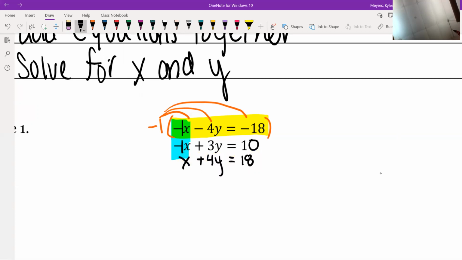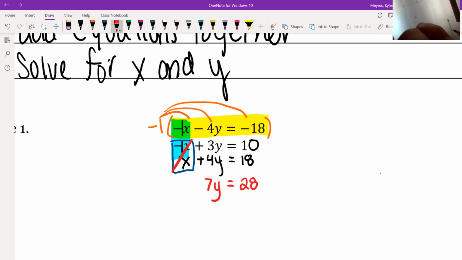Okay, so now we're going to add up those equations. So what I mean by add them up is I simply add up -1x plus x. When we do that, those are going to cancel, right? Those cancel out. Now I add up 3 plus 4. 3 plus 4 is 7, so I'm going to have 7y. 10 plus 18 is 28. So now I have 7y equals 28.